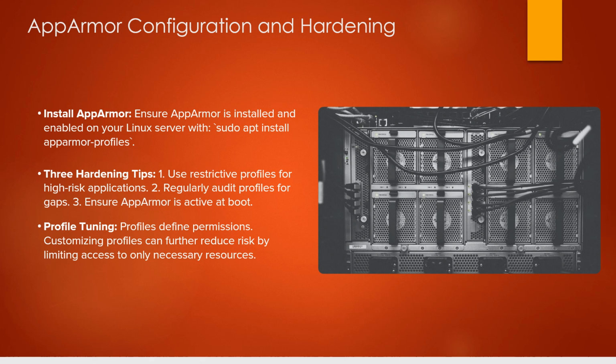AppArmor configuration and hardening. When configuring AppArmor, the first step is to ensure that it is installed and enabled on your Linux server. The default package management tools on Linux, like apt, can be used to install it, along with the utility tools necessary for configuring and auditing profiles. You should ensure AppArmor is installed and enabled on your Linux server with sudo apt install apparmor-profiles. It's crucial that you deploy restricted profiles for certain applications that pose a high security risk, like certain software that runs on public-facing servers.